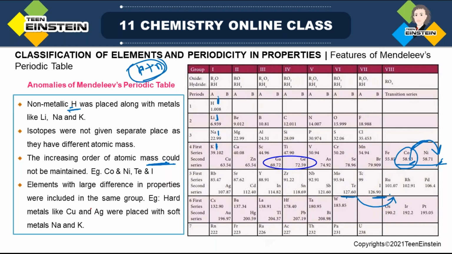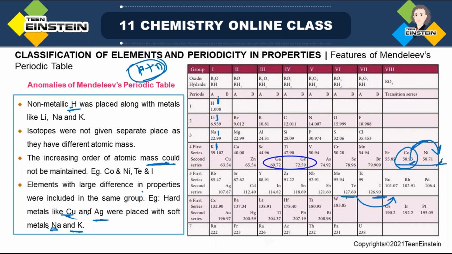Next point: elements with large differences in properties were included in the same group. When some elements are grouped together, there should be some similarities. But if there is a large difference in properties, they should not be present in the same group. Consider these metals: copper, Ag, obviously metals; sodium, potassium, that is also metal. But though all are metals, copper and silver are hard metals. Sodium and potassium are soft metals. They are so soft, you can cut them with a knife. So, though they are metals, there is a difference in the physical properties.